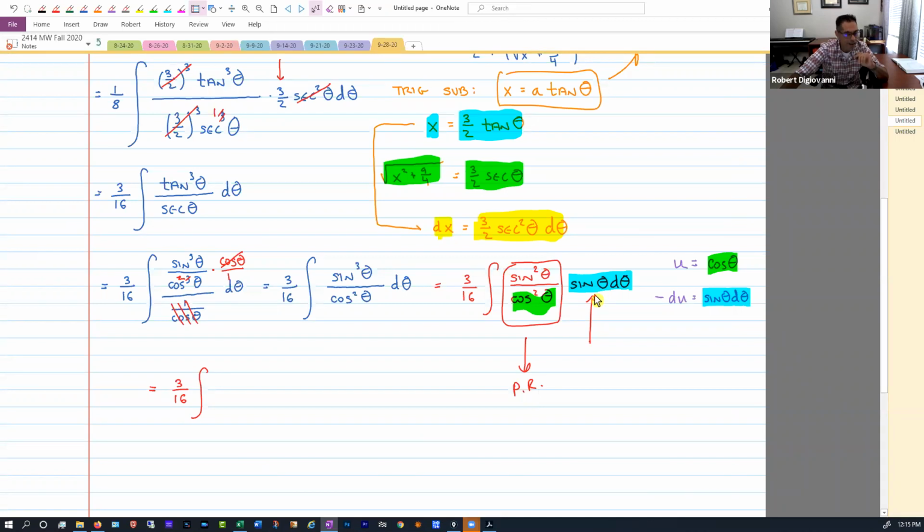I mean, we're basically here. We're almost to the point. We have this blue, this green, just sine squared. You need sine squared to be in terms of cosine. And that would just be 1 minus cosine squared theta? Yeah, just use your Pythagorean identity, right? Sine squared is the same as 1 minus cosine squared. And then over cosine squared. And then sine theta d theta.